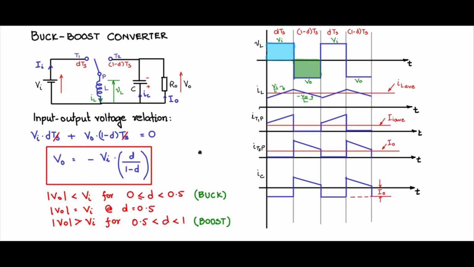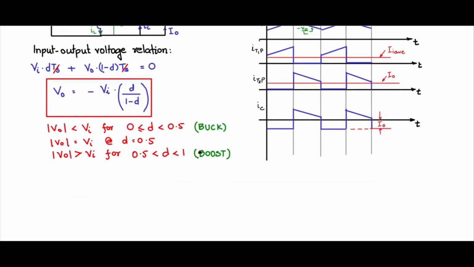Let us now find out the input output current relationship. So let me move this up a bit. For the input output current relationship, you can use the amp second balance, but it is much simpler to use the power balance. Pi is equal to P naught. Vi I average is equal to V naught I naught. I naught is the average on the output side, and therefore I am taking the average on the input side because the input current is switched. Therefore I am taking the relationship of I average with I naught. I naught is also an average.